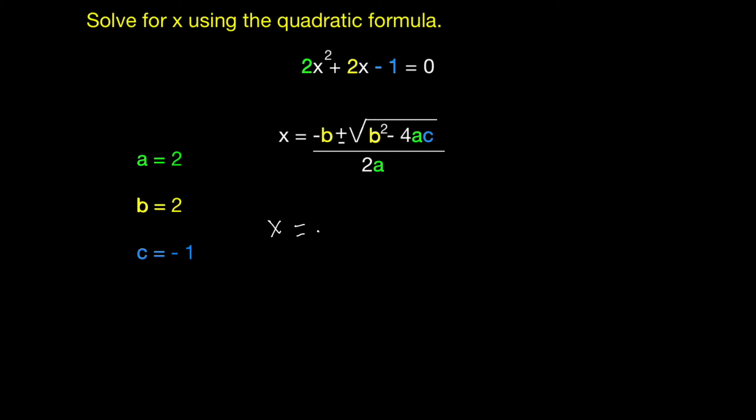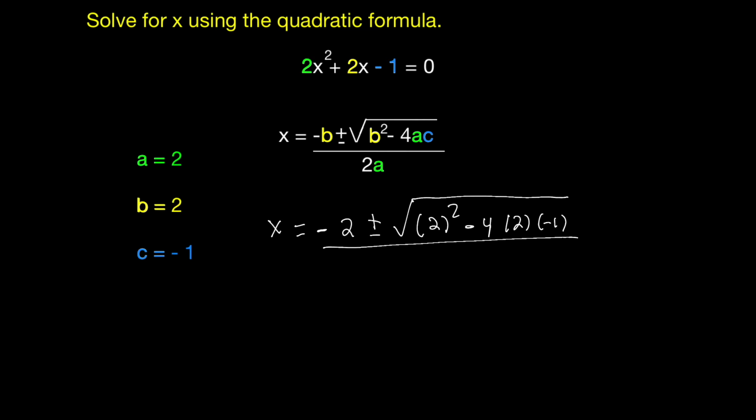So now I'm going to get x equal to negative b, and b is going to be 2, plus or minus the square root of b squared. Reminder that b is 2. So we get 2 to the second power, and we're going to subtract 4 multiplied with a multiplied with c, so that's going to be 2 and negative 1. All of this is going to get divided by 2 multiplied with a, and the a value is 2.